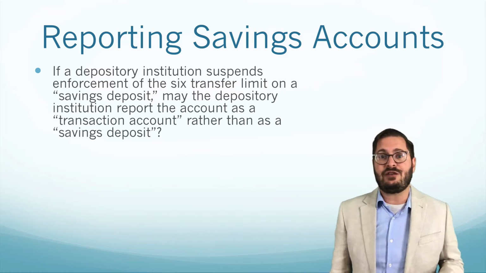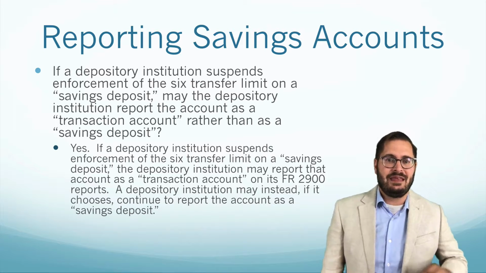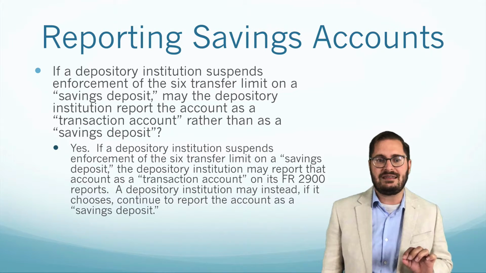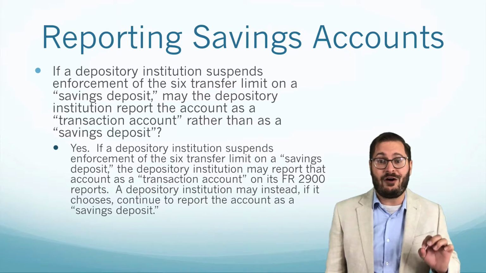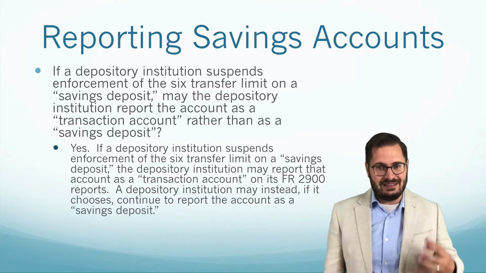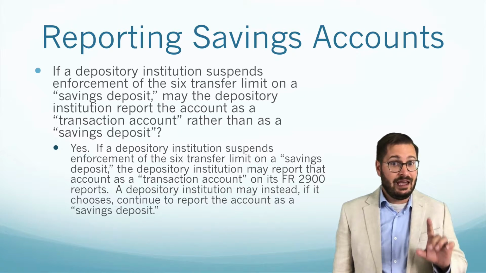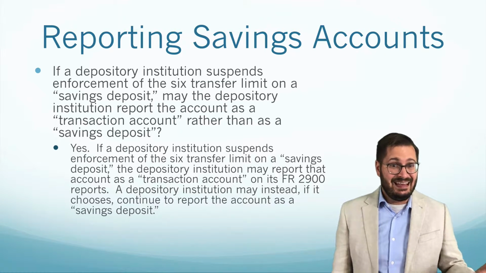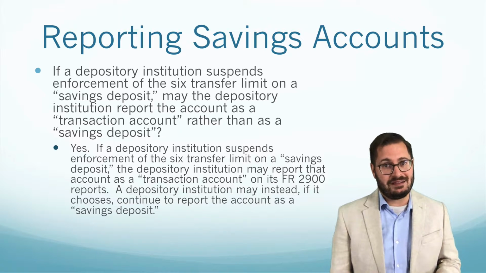Now, fortunately, the answer for this was released by the Federal Reserve. They say that yes, you can now report this as a transaction account if you want to. It says, if a depository institution suspends enforcement of the 6 transfer limit on a savings deposit, the depository institution may report that account as a transaction account on its FR 2900 reports. However, it also says a depository institution may instead, if it chooses, continue to report the account as a savings deposit.